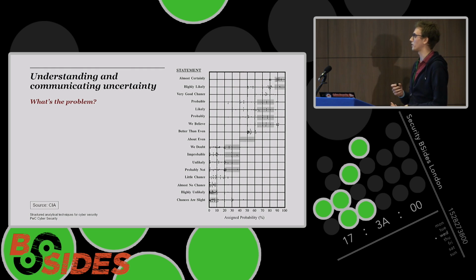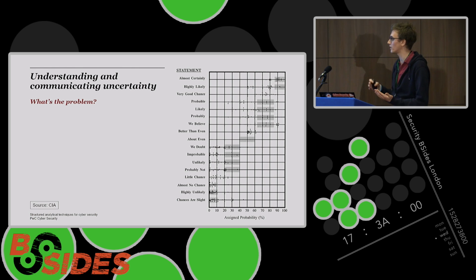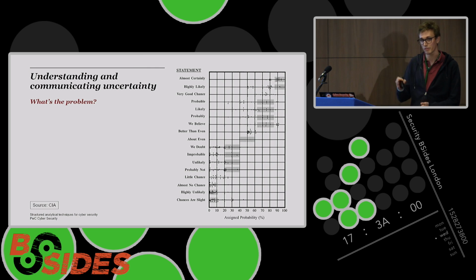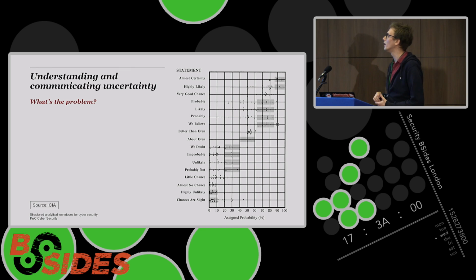This is an example of a study that the CIA did a couple of years ago, well, about 60 years ago. Effectively, they took a load of terms, like almost certainly, highly likely, very good chance, et cetera, and asked a load of people what percentage likelihood those terms referred to. You can see that in the example of probable, some people thought that meant a 25% likelihood that the thing was correct, whereas to others, that meant 90%. That's a really broad range.